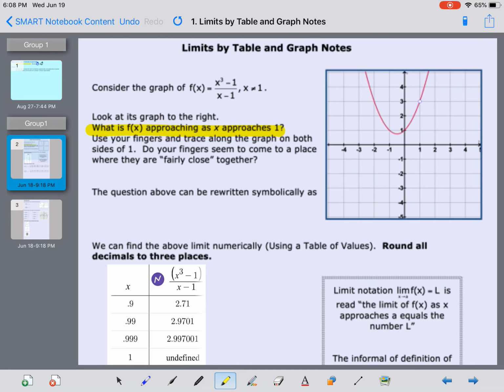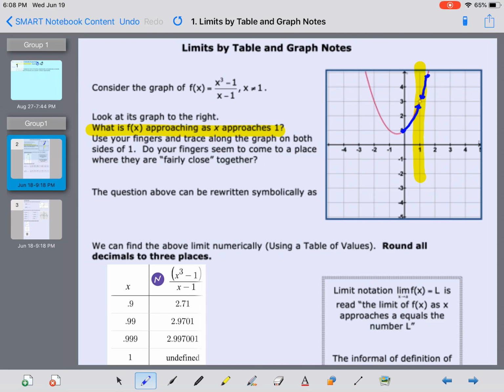So if you put your fingers on the graph, let's say put a finger here, put a finger here. And what I want you to do is to move those fingers towards that removable discontinuity. And I'm going to draw on a line there. So we're going to move our fingers towards that line. And what we're going to do is look at what's happening as we get closer and closer to that value of x equals 1.